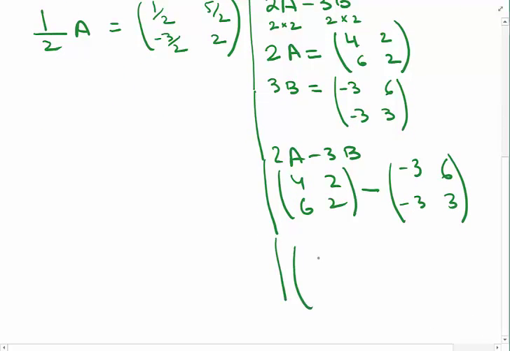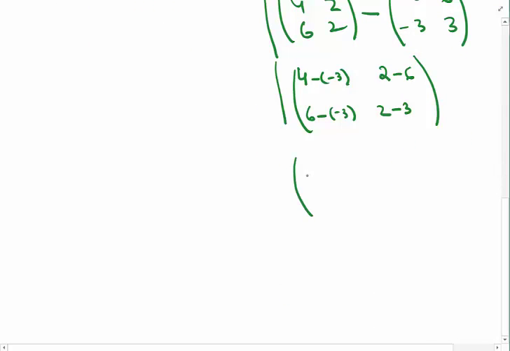So we can say here we need to subtract the two matrices. So we need to subtract the corresponding entries of the two matrices. So 4 minus of minus 3, 2 minus of 6, 6 minus of minus 3, and 2 minus of 3. Okay, so the resultant will be 4 plus 3 is 7, 2 minus 6 is minus 4, 6 plus 3 is 9, and 2 minus 3 is minus 1. So this is the resultant of 2A minus 3B.